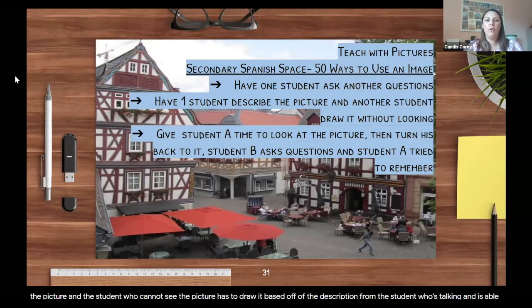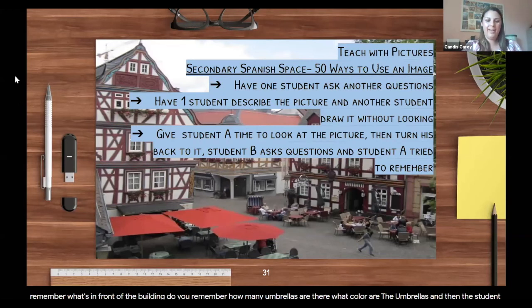Kind of on the same note, one student looks at the picture, has some time just to look at it, and then he must turn around and not look at the picture anymore. And the other student will ask questions like, do you remember how many people were there? Do you remember what's in front of the building? Do you remember how many umbrellas are there? What color are the umbrellas? And then the student who saw the picture at the beginning needs to try to remember what they saw.